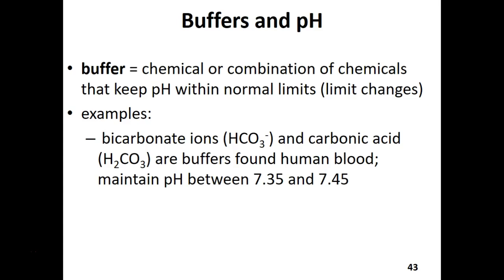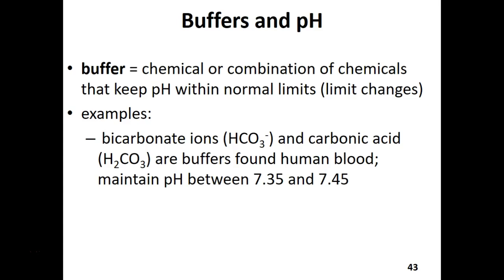A buffer is a chemical that maintains the pH. So if the pH is normally 8, a buffer will keep the pH at 8 even if acidic molecules come into the environment. An example of a buffer system in the human body is called the bicarbonate carbonic acid buffer system. Carbonic acid is a very weak acid, and bicarbonate ions are weak bases, but they help to buffer the human blood to maintain it between 7.35 and 7.45.